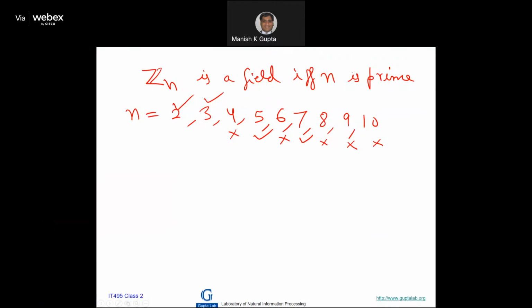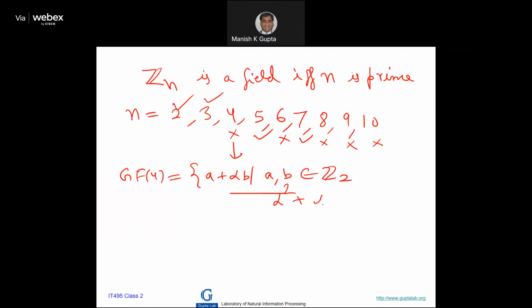But I have given you an idea how to construct a field with 4 elements. If you remember, the Galois field with 4 elements consists of all elements of the form A plus alpha B, such that A and B belong to Z2, and alpha square plus alpha plus 1 is equal to 0. Remember? So this is nothing but 0, 1, alpha, alpha square.